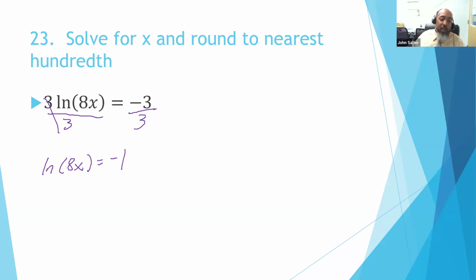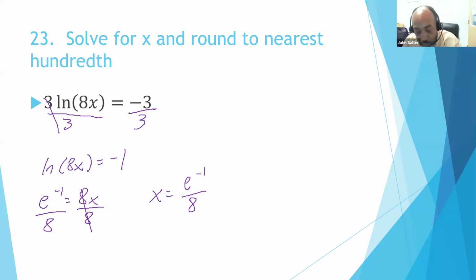I'm going to change this back to an exponential. When I change it back to exponential, this is really log base e. So it's going to become e to the negative 1 equals 8x. And then divide both sides by 8. So I get x equals e to the negative 1 over 8. I need to figure out what this equals. So I go back to my calculator and I do e to the negative 1 over 8.